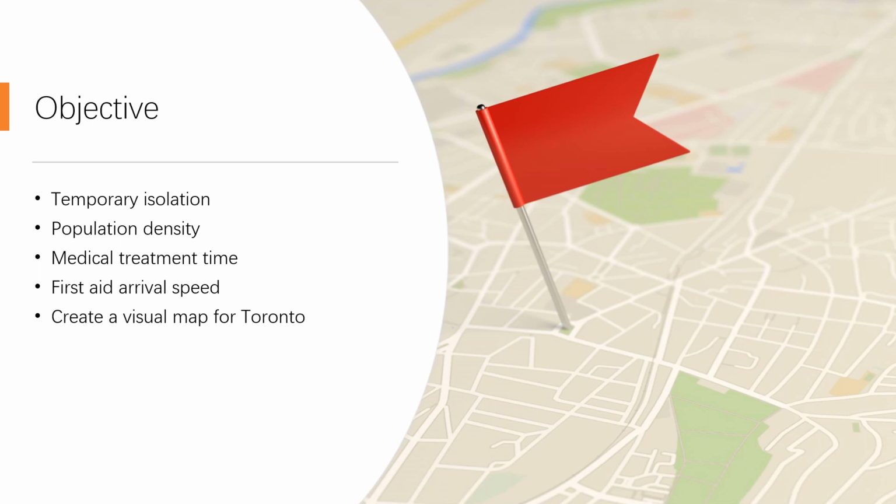Before making such a map, consider several factors: population density, which is the density of the infected people; time to seek medical attention; speed of the arrival of first responders, etc. These factors will help us determine which areas to establish temporary isolation points.